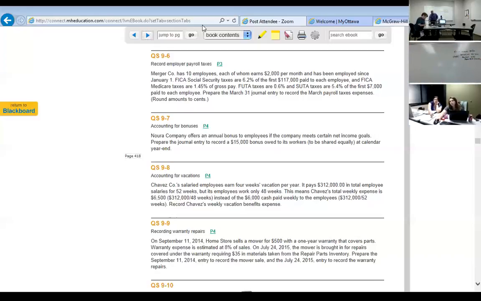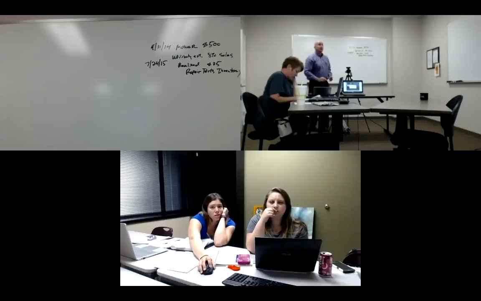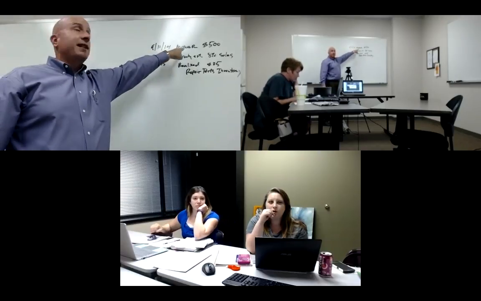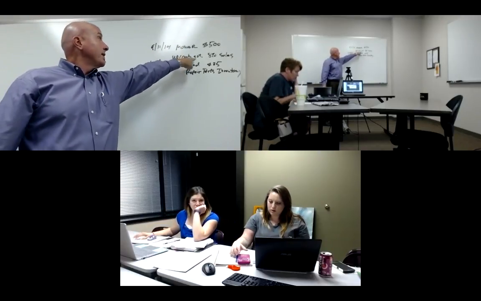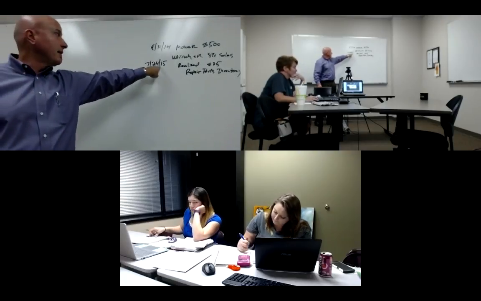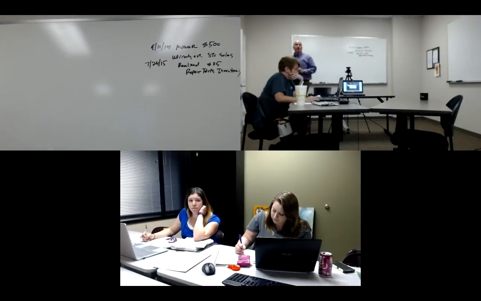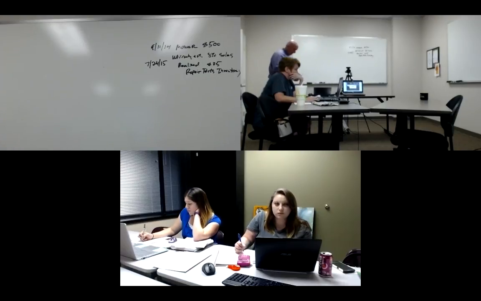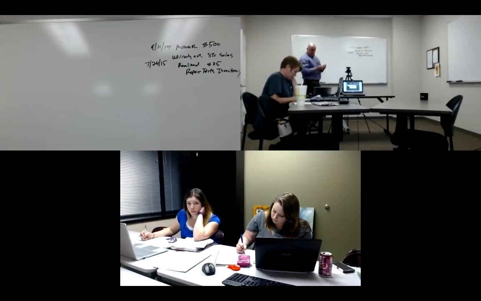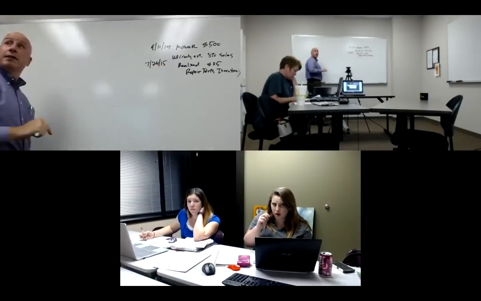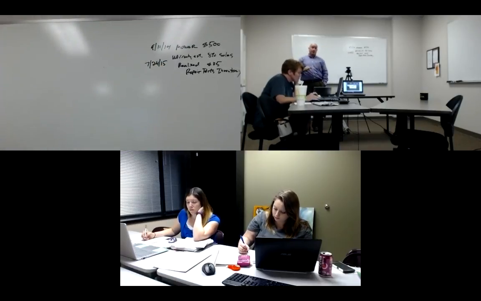Okay, here, just make note. September 11th, 2014, we sold the mower for $500. We estimate the warranty at 8% of sales, and then on July 24th, 2015, it's brought in and we cover $35 in parts taken from repair parts inventory. And we're asked to record these two entries. First thing I notice is that we have two different reporting years.